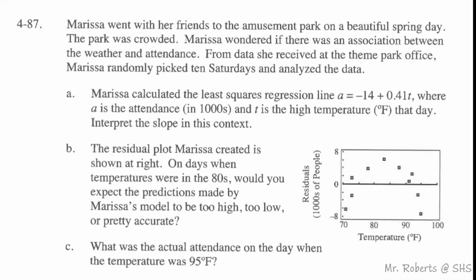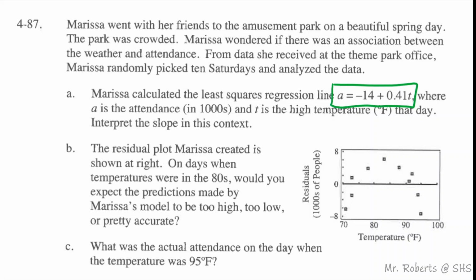So from data she received at the theme park office, Marissa randomly picked 10 Saturdays and analyzed the data. Marissa calculated the least squares regression line. Oh, okay, so that's cool. So we know what the line of best fit is, right? We don't have to wonder. This is the least squares regression line, where A is the attendance in thousands of people. So if I put a number in there and I get 2, that doesn't mean 2 people showed up. It was 2,000, right? And T is the high temperature measured in degrees Fahrenheit that day. Interpret the slope in this context.